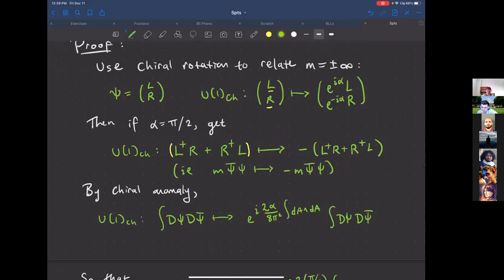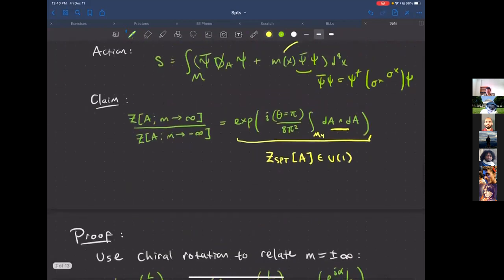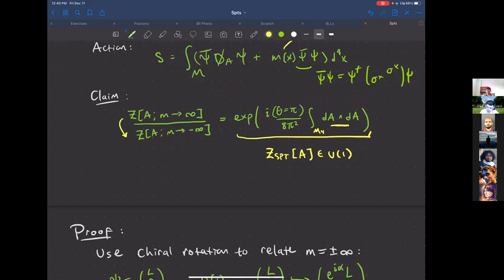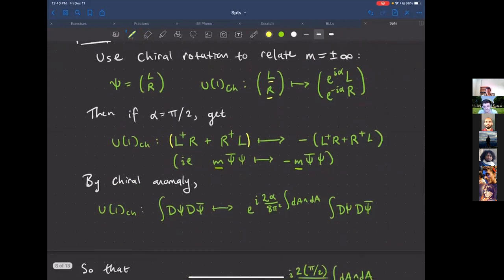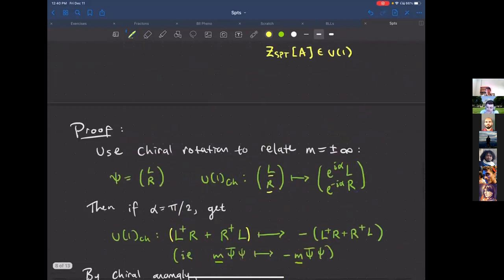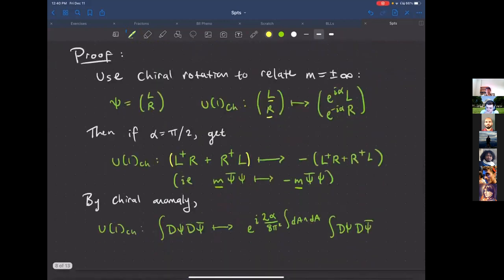Now, if I perform a chiral rotation where I choose alpha to be pi over 2, then this mass term becomes minus itself. So what this means is that the mass goes to minus the mass under this chiral rotation. So the chiral rotation allows me to relate this partition function to this partition function. And so the claim is that doing the chiral rotation produces this thing on the right. So why does that happen?